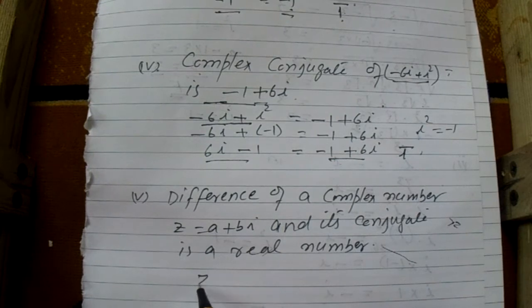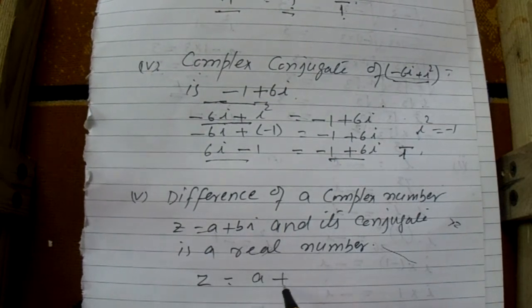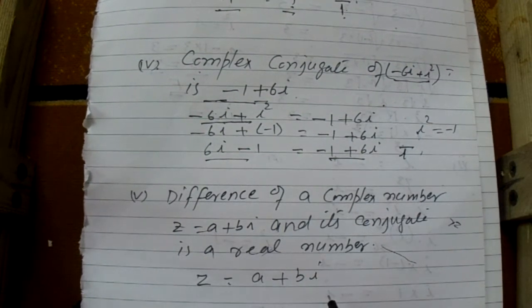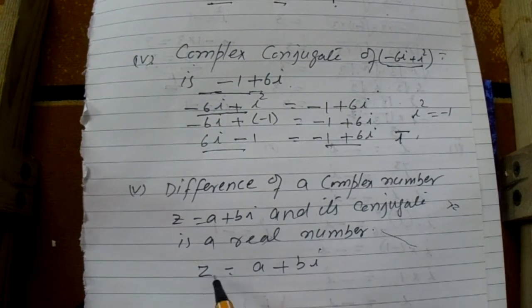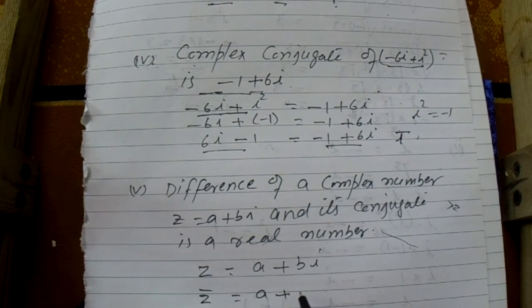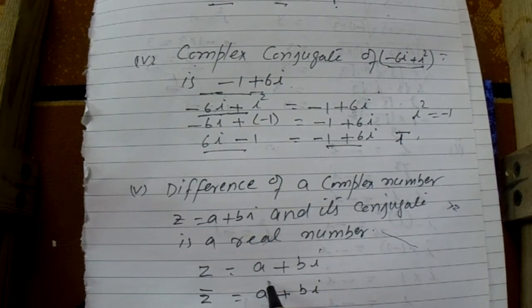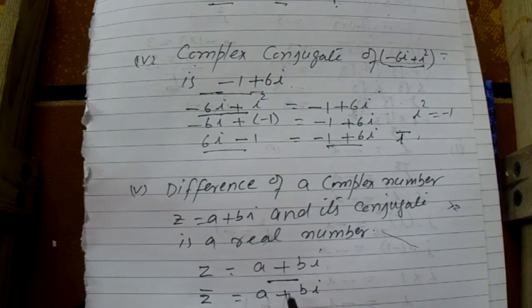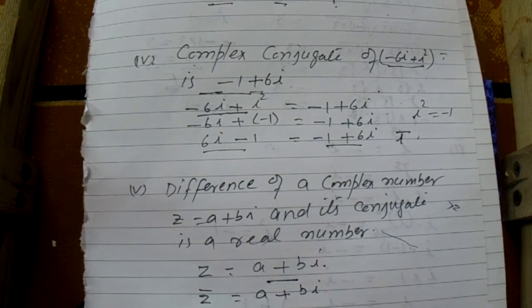Now this is a complex number, a plus b iota. The conjugate of this, we write z bar, is equal to a plus b iota. Also I will write bar here. It means we change the sign of iota. z bar is equal to a minus b iota. Now this is the conjugate of this complex number.